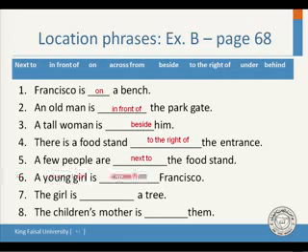A young girl is across from Francisco. Francisco's here, and the young girl is there. They are across from each other. The girl is under a tree. She's under a tree. The children's mother is behind them. She is behind them.